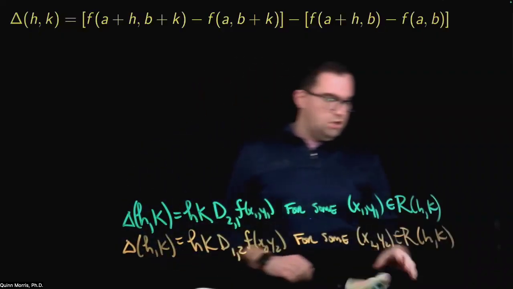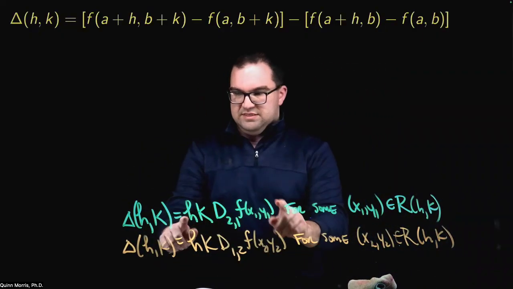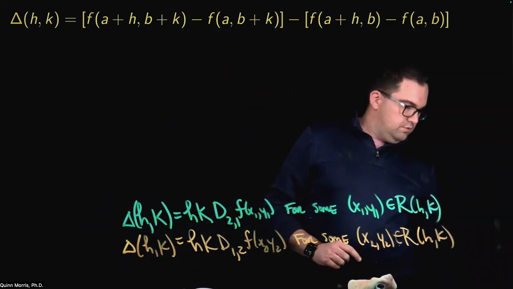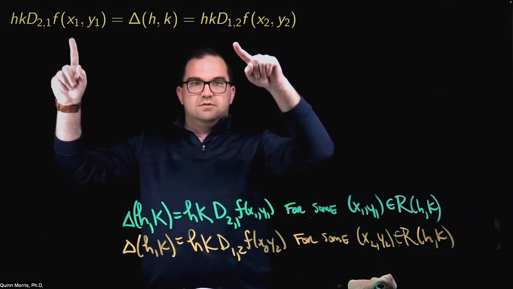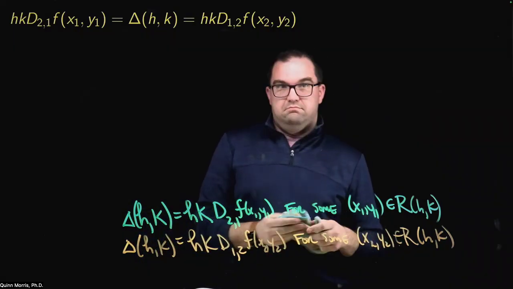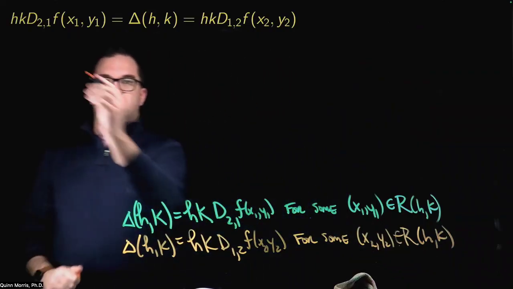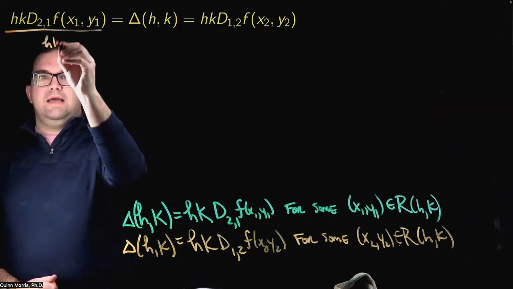All right. So if we just take these two lines, this is equal to delta HK, and this is equal to delta HK. So we really should have that these two things are equal to each other. Okay, that's great. And H and K are both positive. I can just come up here and divide both of these by HK.